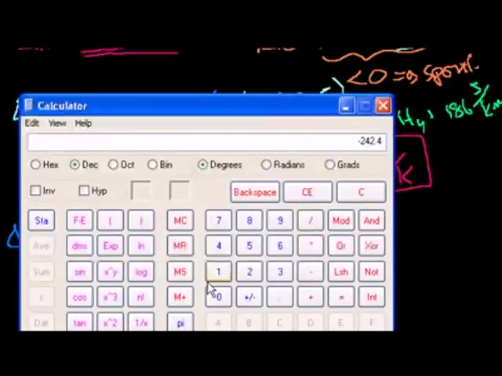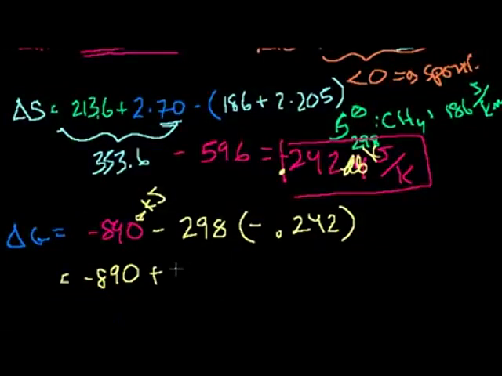So 0.242 times 298. That's our change in entropy times our temperature, and it is minus 72. So this term becomes, and then we put a minus there, so it's plus 72.2. So this is the entropy term at standard temperature. It turns into that. And this is our enthalpy term.